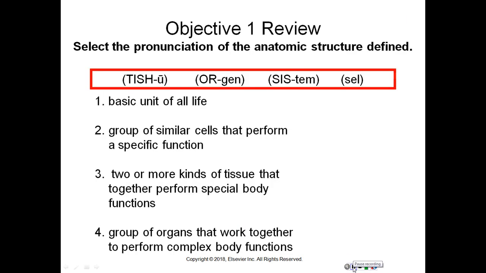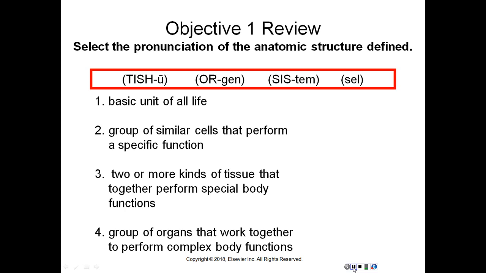And here is just a short review quiz. So all they're doing is listing the 4 categories of the organization of the human body on the left, and then they have the answers but in the pronunciation form only, and you're supposed to tell which one is which. So again, you can always pause this recording here and just kind of do this on the side on a piece of paper. So again, pause it if you need to, otherwise I'm going to continue.